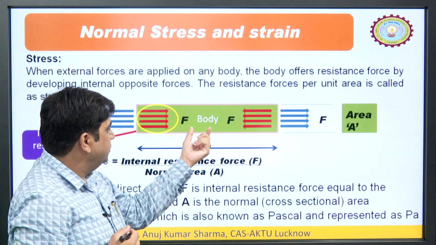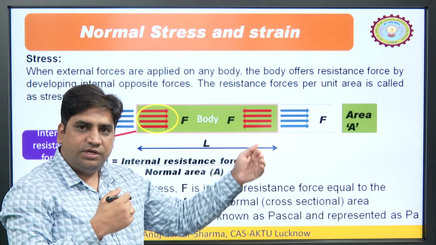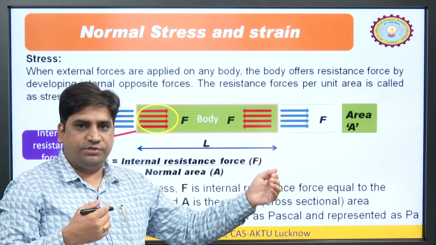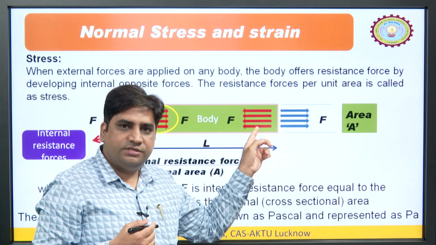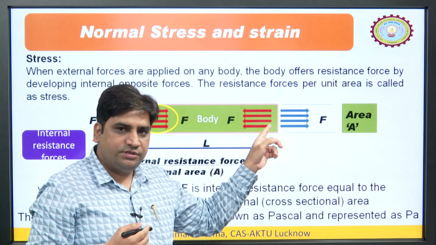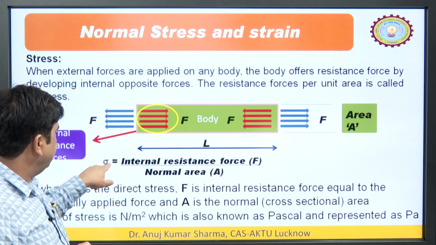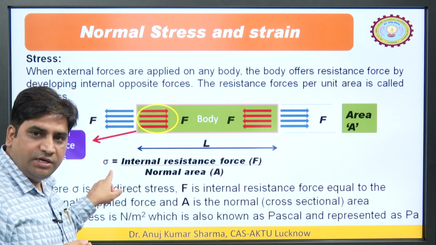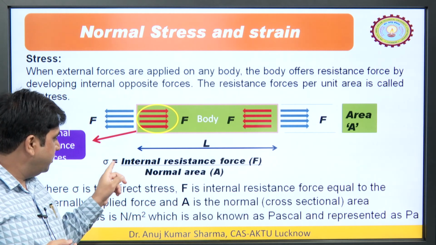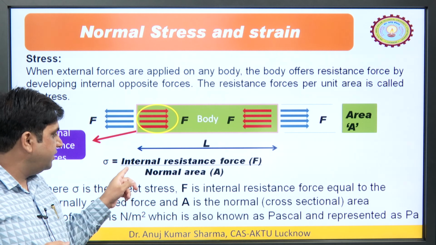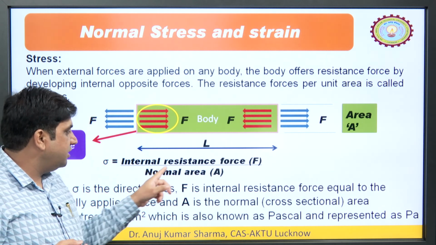So, these forces are trying to resist the elongation in the object. These stresses are known as the direct stresses or simple stresses. It is generally represented by sigma, the symbol by which stresses are shown. Mathematically, it can be defined as the internal resistance force divided by the area.